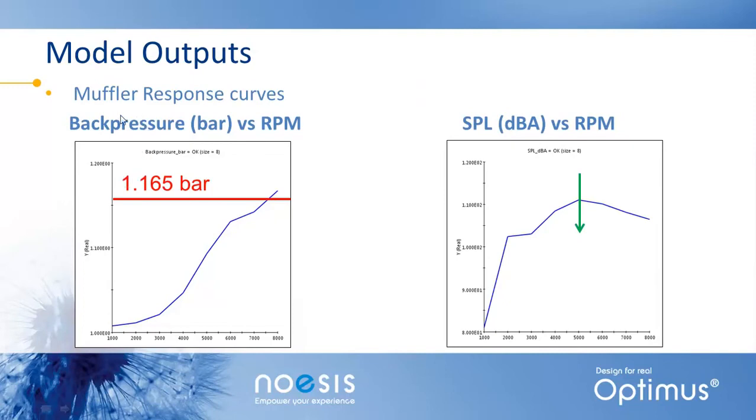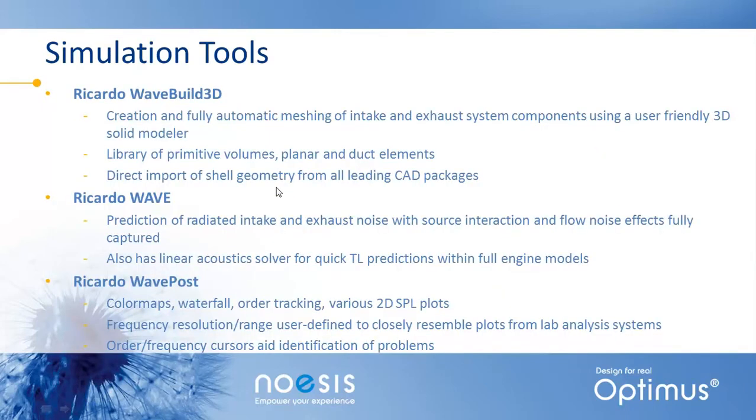The outputs for the model are the back pressure curves as a function of the engine RPM, and also the SPL curve, or the sound pressure level curve. Of course, this we want to minimize, while we want to make sure that our back pressure is not exceeding a constraint. So we use 3 different Ricardo tools. First of all, Ricardo WAVE Build 3D. We have then Ricardo WAVE for the solving, and we use WAVE Post for the post-processing and to generate these SPL curves.